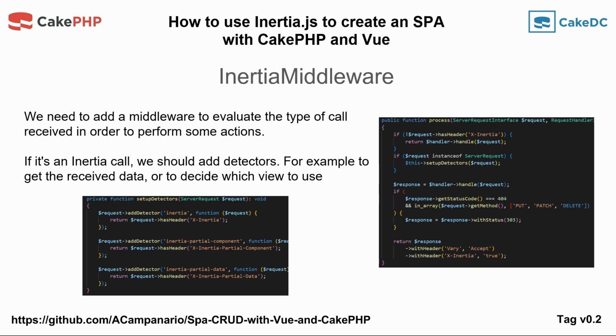Then we need to also add a middleware, an inertia middleware. This middleware evaluates the type of the call received in order to perform some actions. If it's an inertia call, we should add detectors. These detectors are, for example, to receive data or to decide which view to use. We created the inertia view, and now we create the inertia JSON view.